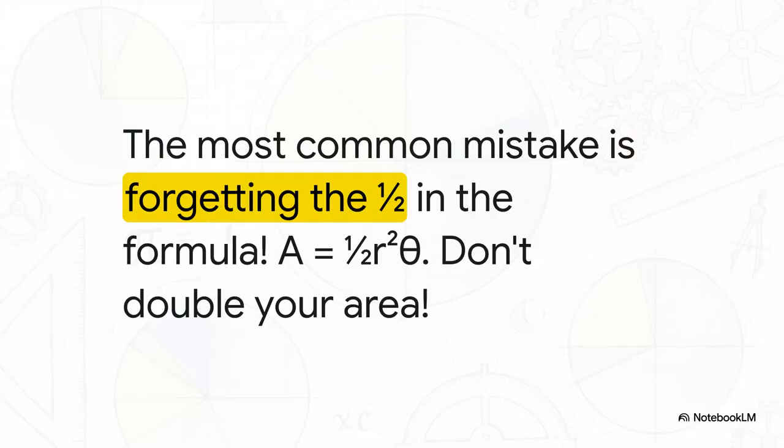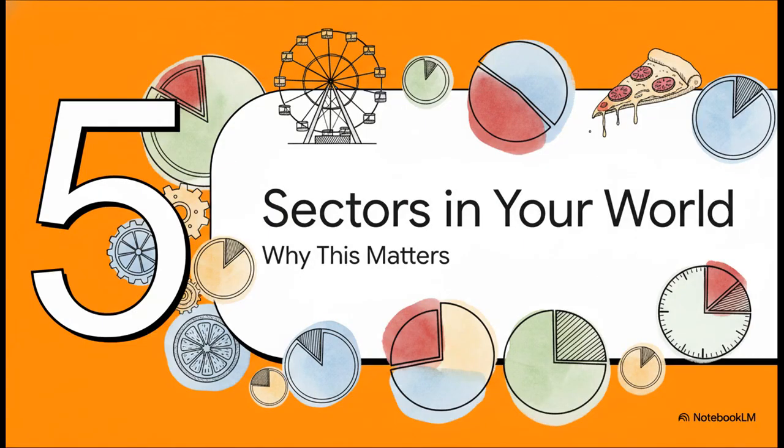And here it is, the number one most common mistake I see people make. Please, please, please, don't forget the 1/2. So many people just write down A equals r squared theta, and they end up with an answer that's exactly double what it should be. Just burn it into your memory. Area is 1/2 r squared theta. It's so important.